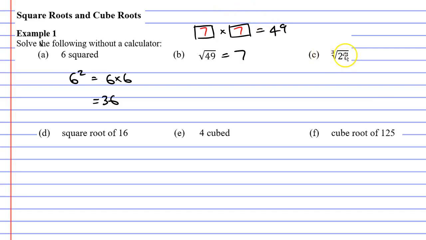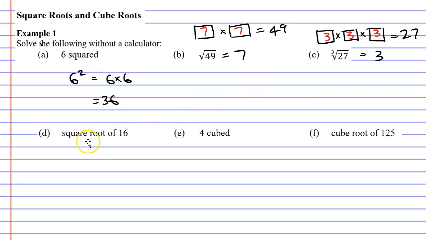Now moving on to question C. This time we're finding a cubed root. This means we need three numbers that are the same, that when multiplied together equal 27. And I reckon that's 3. 3 times 3 is 9, and if I times 3 again, I'll get 27. So this one must equal 3.